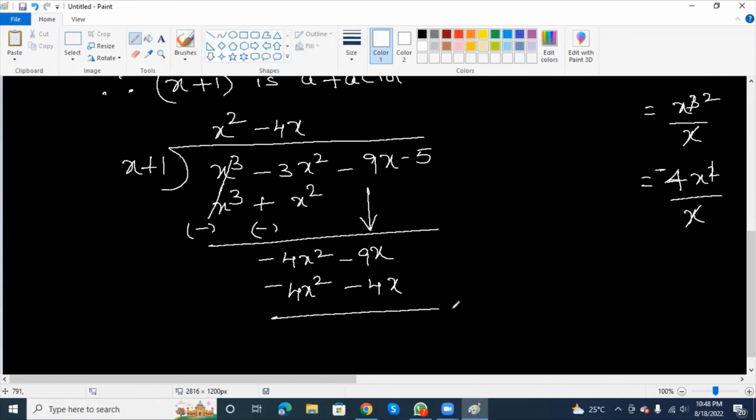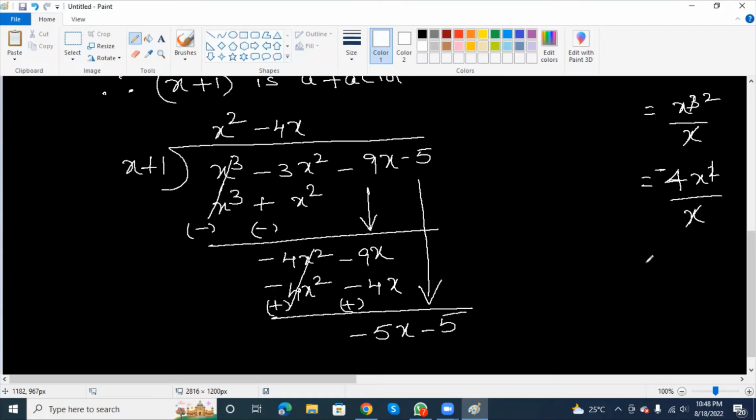Division is repeated subtraction. Change the signs. Minus becomes a positive. Minus becomes a positive. Minus 4x square plus 4x square, opposite signs get cancelled. Minus 9x plus 4x, unlike symbols get subtracted. So 9 minus 4 is 5x, and the greater number's sign follows. So 9x is the greater number, it has a minus sign, so the minus sign follows. And get down the last term, minus 5.